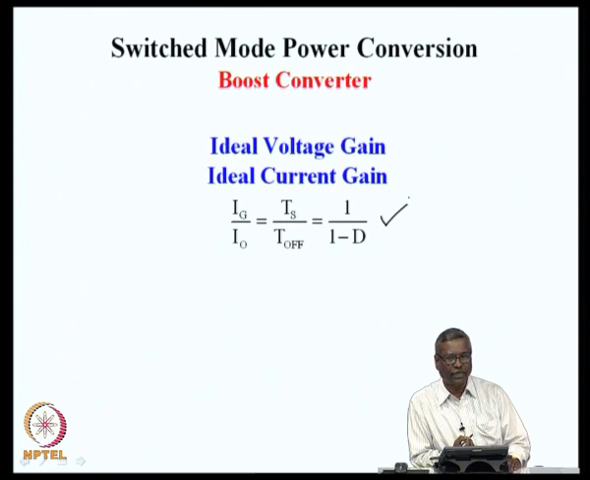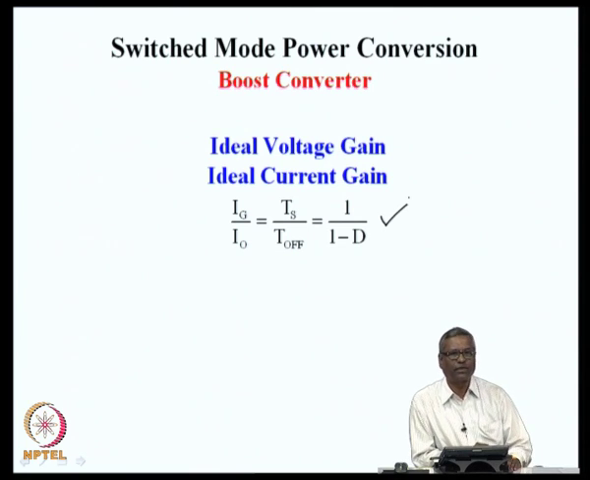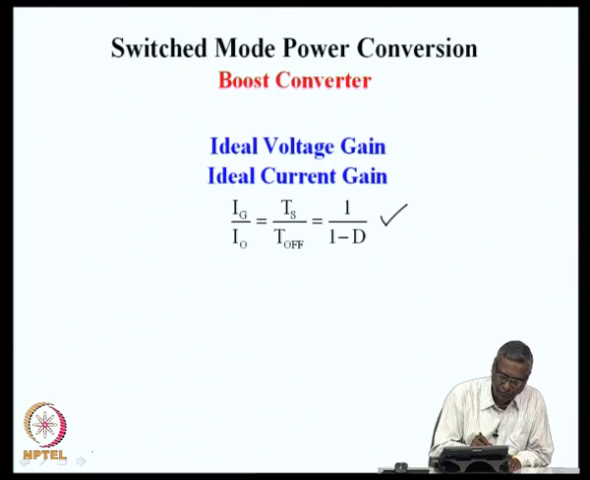The forward voltage gain and the reverse current gain will be the same. This follows from the fact that in an ideal converter there are no losses, and because there are no losses you can say that one ratio is the inverse of the other ratio. Ig by I naught is the same as V naught by Vg, or V naught by Vg and I naught by Ig are inverse of each other.